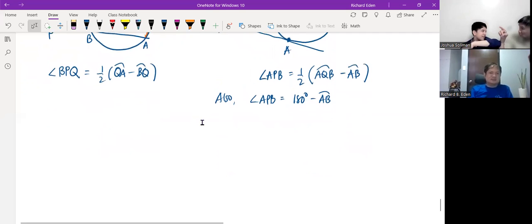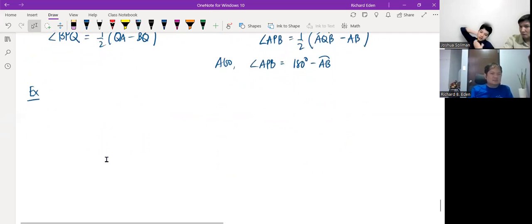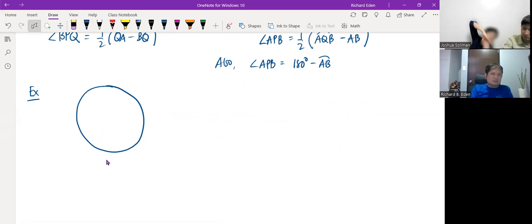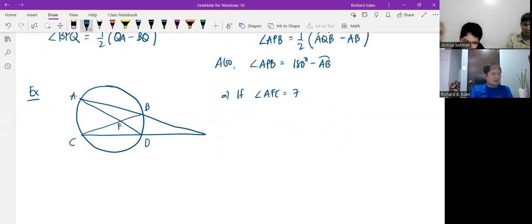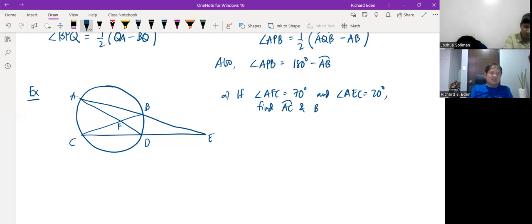Example. Two arcs. Major. A, B, C, D, and then CB and AB intersect at point F. If angle AFC equals 70 degrees, and angle AEC equals 20 degrees, find AC and BD.